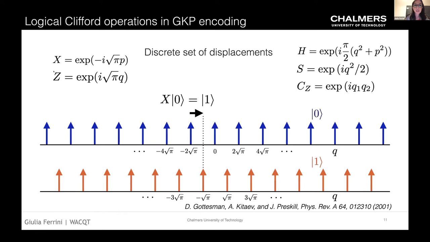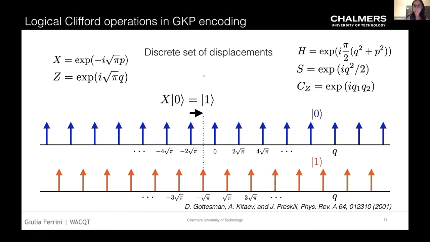And this is very easy to understand. Take a look at this. What should a Pauli operator do on a qubit? It should transform 0 to 1. And in terms of GKP encoding, this means that we want to shift our blue comb to the orange comb. And this is clearly realized by this shift generated by this P operator here. So then we have our Clifford operations encoded in GKP.